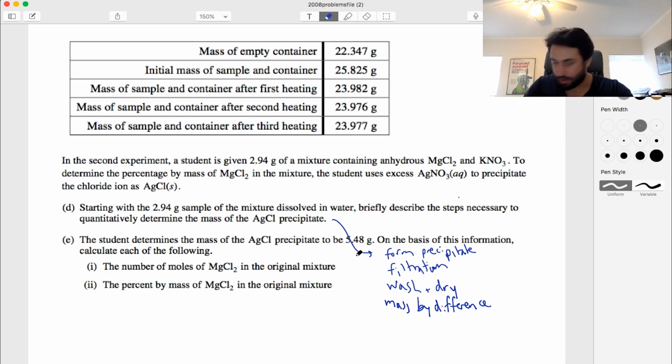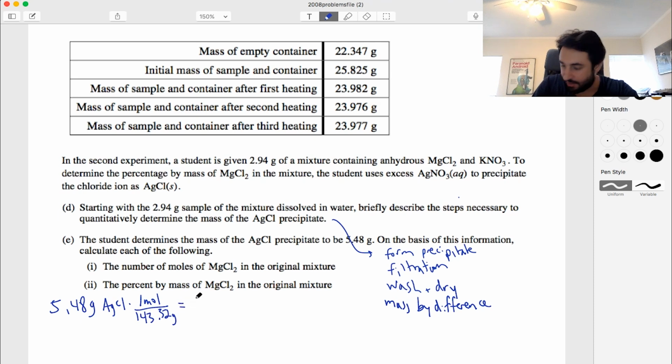So how are we gonna do this? Well, we know that we have 5.48 grams of silver chloride. So let's get that into moles first. 1 mole, and we just get this from the periodic table, 143.32 grams, is 0.0382 moles of AgCl. So now we can do a little critical thinking.